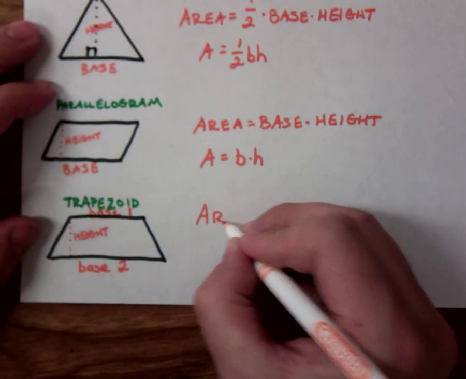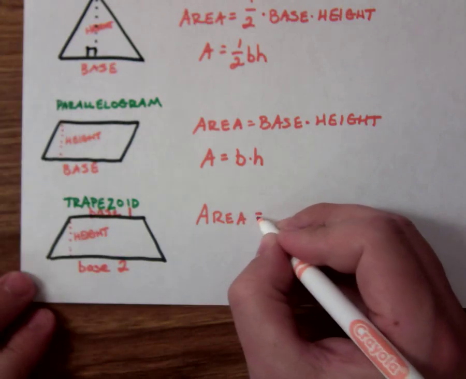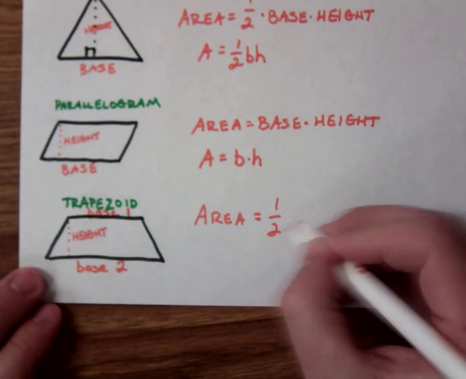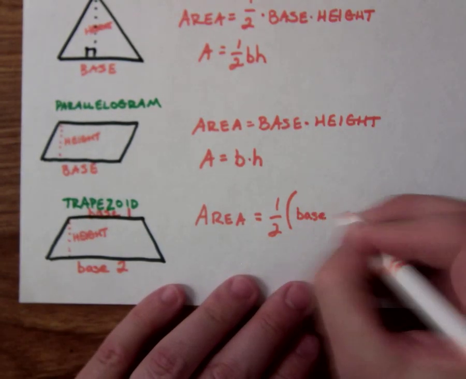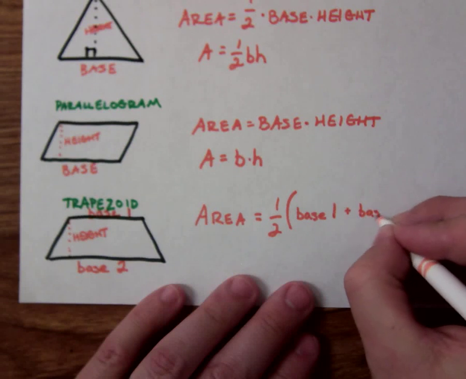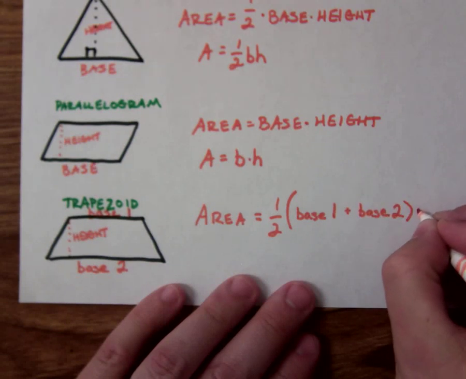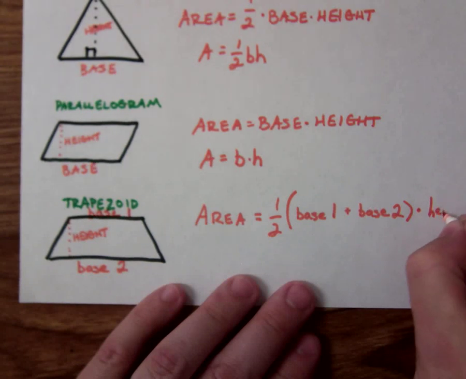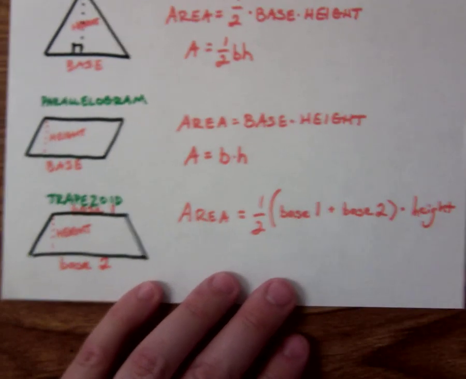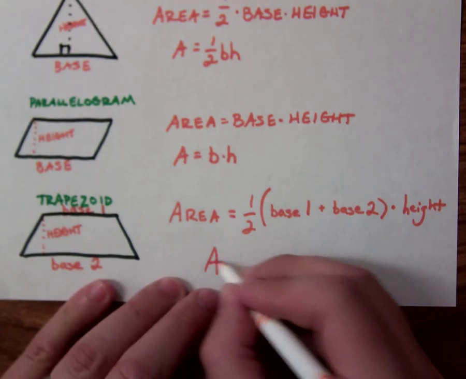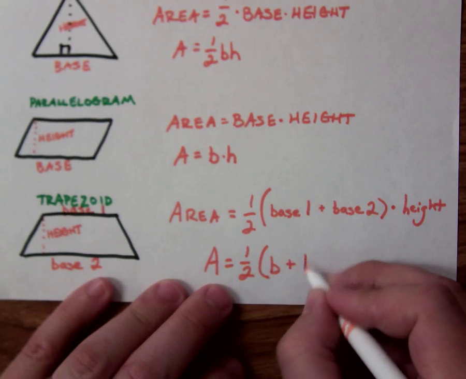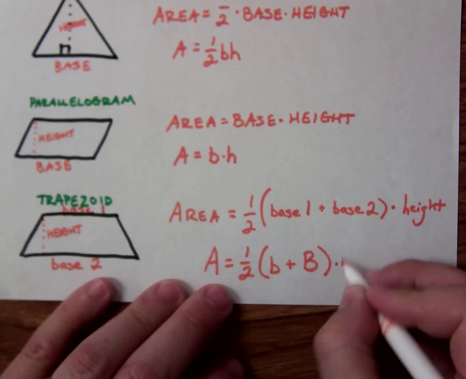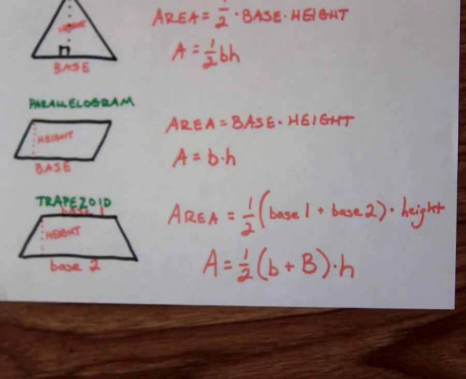The area of a trapezoid is a weird formula. It's 1/2 base 1 plus base 2 times the height. That is a goofy formula. A lot of times you will see the two bases separated by one being lowercase and one being uppercase. So sometimes you'll see it written like that, which is fine.